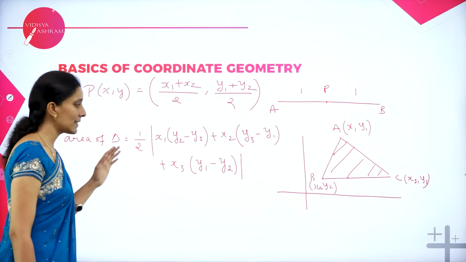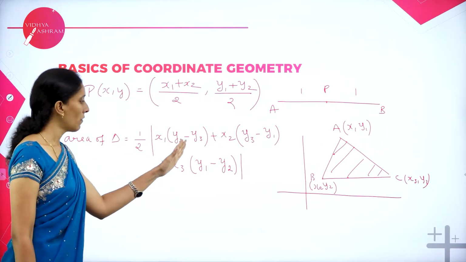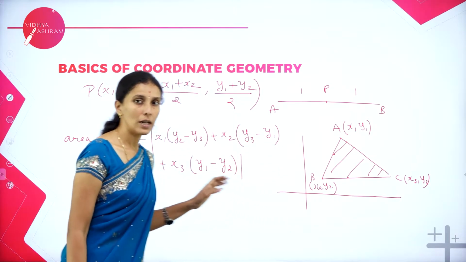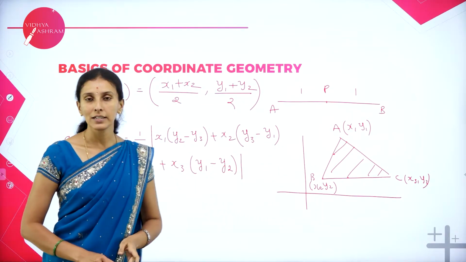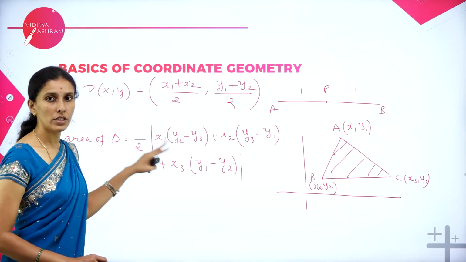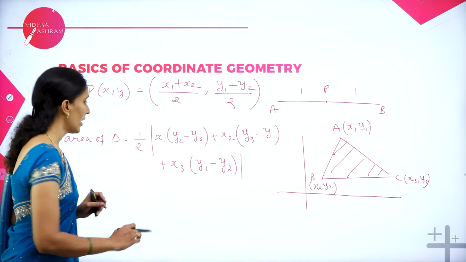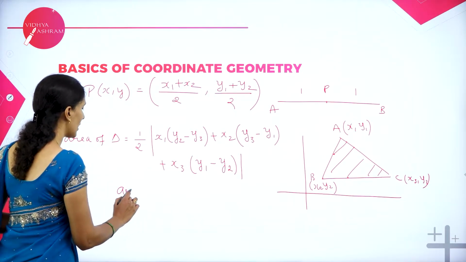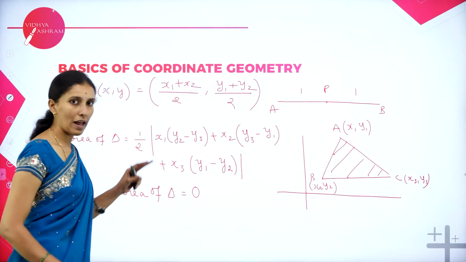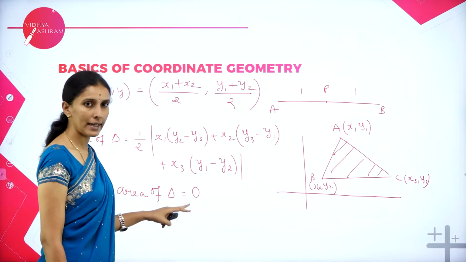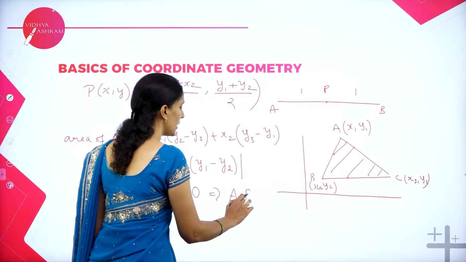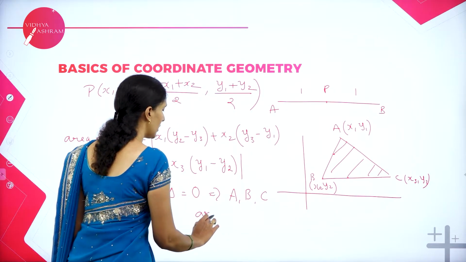So the formula is half into x1 (y2 minus y3) plus x2 (y3 minus y1) plus x3 (y1 minus y2). Again, the area of a triangle is used in the concept of collinear points. If the area of a triangle is 0, if the value you calculate comes out as 0, then we say that points A, B, C are collinear.